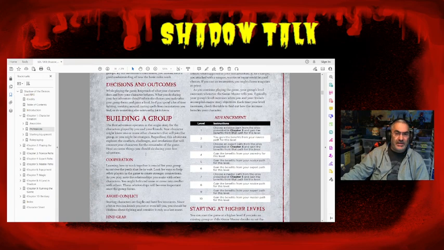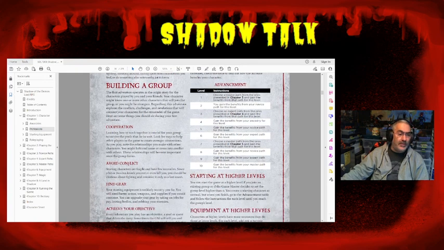It also talks about building a group. So, this is a team-based game. It's not an individual-based game. You don't get individual rewards. You don't get individual experience. Everybody levels up at the same time. So the strength of this game is the strength of the party that you are building.